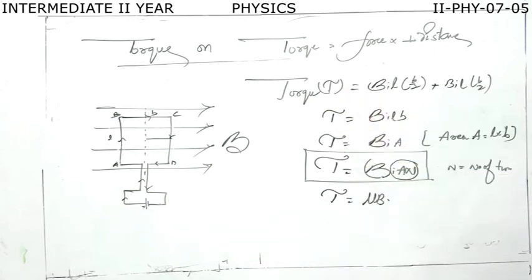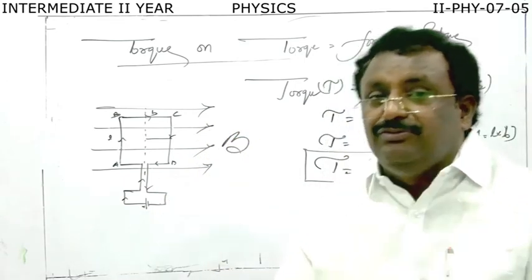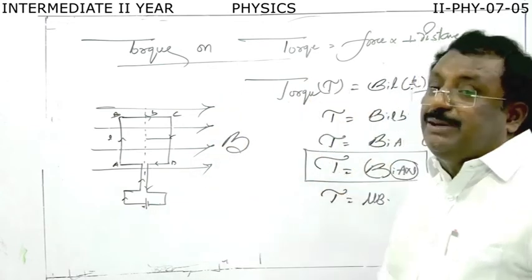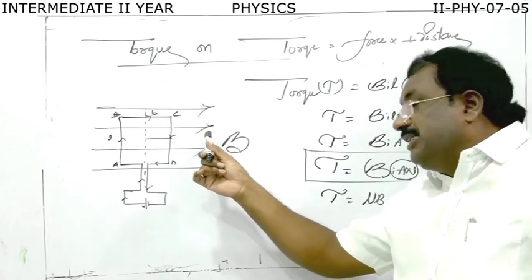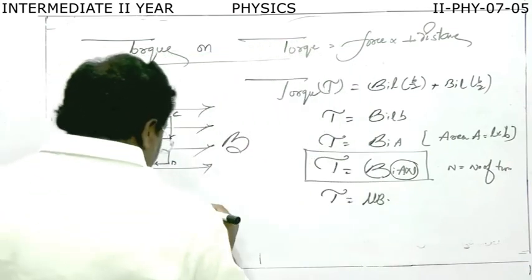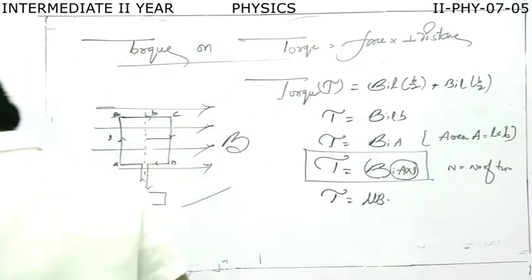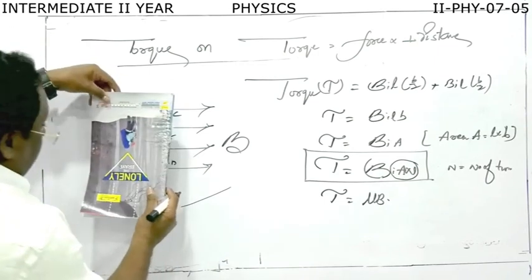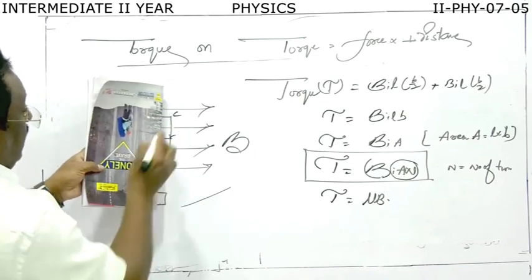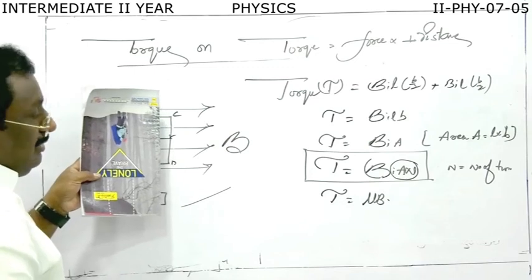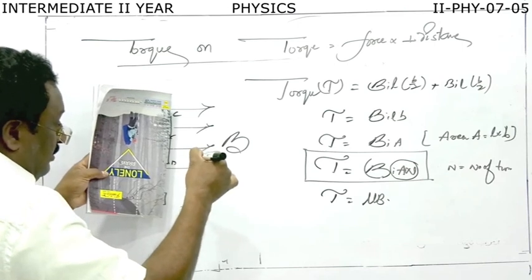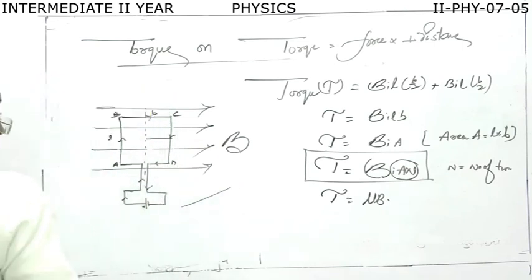For example, when the plane of the coil is making some angle with the direction of the magnetic field, we take the angle between the magnetic field and the perpendicular to the plane of the coil. The coil is rotating like this. Now the plane of the coil is making some angle with the magnetic field. The angle between the magnetic field and the perpendicular to the plane of the coil is theta.